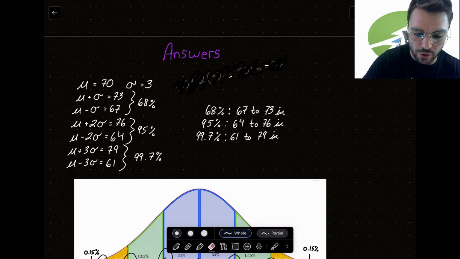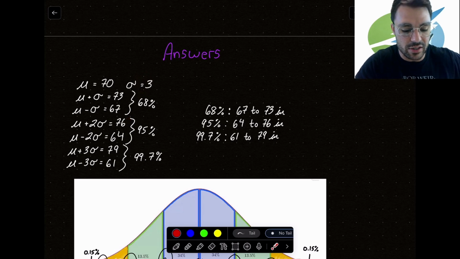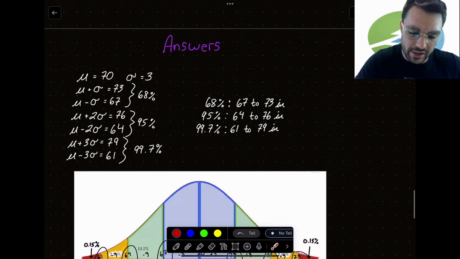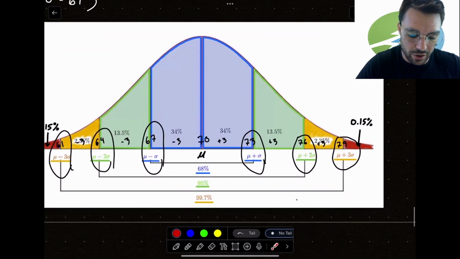And we're just going to continue forward with the same pattern to find 3 standard deviations. We add our standard deviation of 3 to our +2 standard deviations. 76 plus 3 is 79. And then in negative direction, 64 - 3 is 61. So then we could say 68% of the data is 67 to 73 inches. 95% of the data is 64 to 76 inches, and 99.7% of the data is 61 to 79 inches.